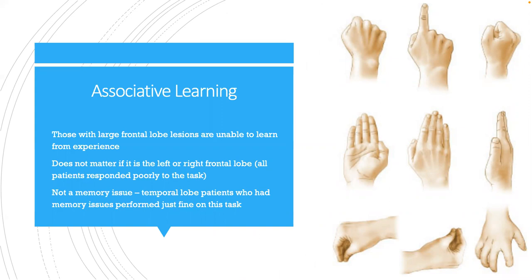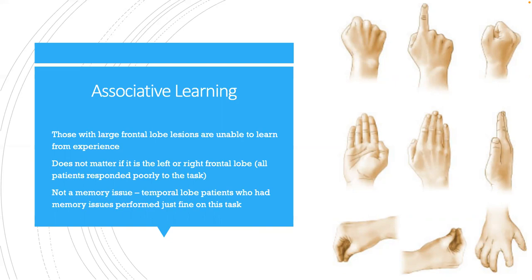It is thought that they cannot regulate their behavior in response to external stimuli. So one study examined the ability of both human patients and monkeys with frontal lobe lesions to make arbitrary stimulus response associations. The examiner asked the frontal lobe patients to learn arbitrary associations between colors and hand postures. Similar to those shown here, there were 9 of them.